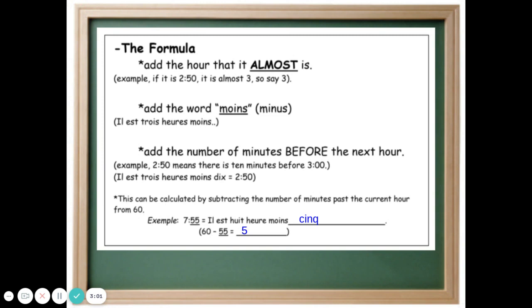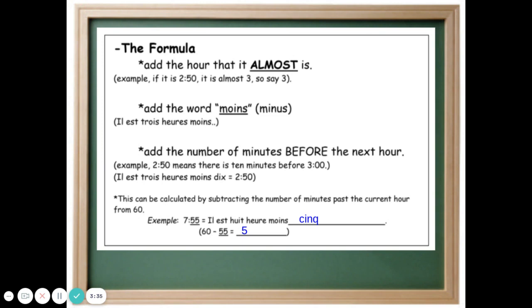But now, when you say the number, instead of seeing a number 2 and writing a number 2, you've got to stop and go, what hour is it closest to? What hour is it almost? Well, at 2:50, it's almost 3 o'clock. 2:50 is closer to 3 o'clock than it is to 2 o'clock. So you put the hour it's closest to. Then you still have the word hour, like you did in your normal formula. And then here is the difference.